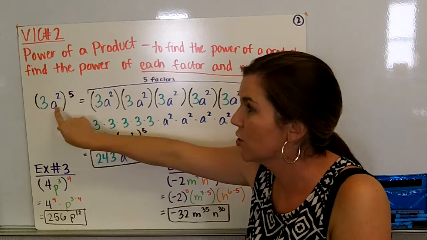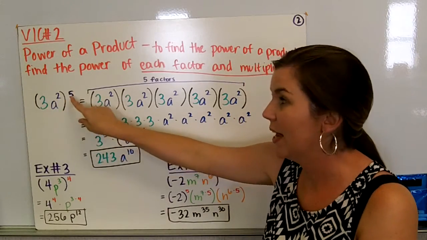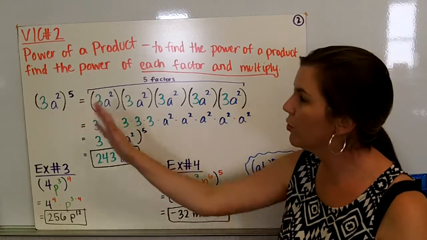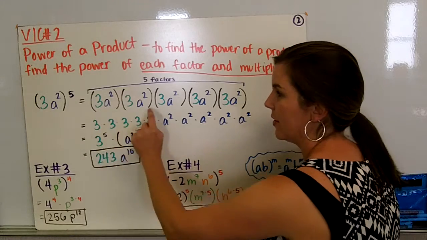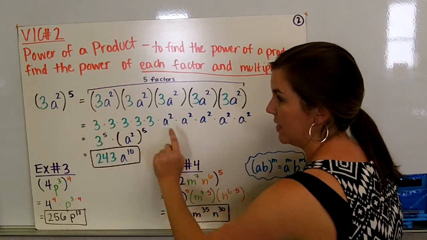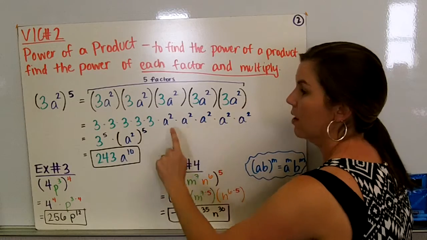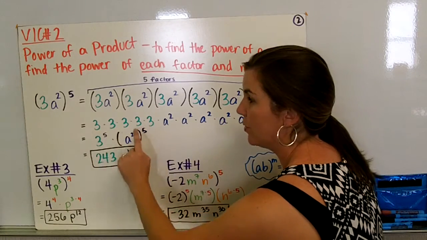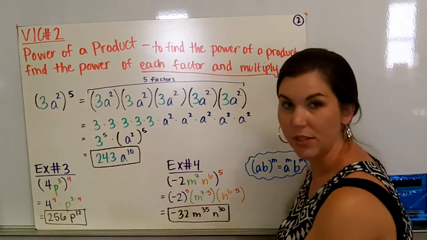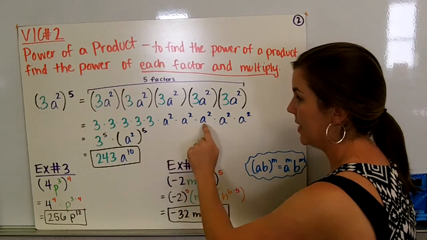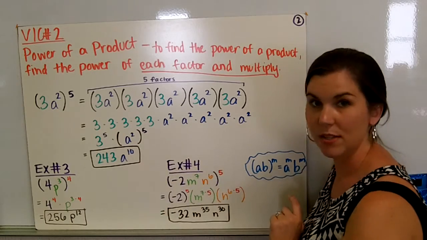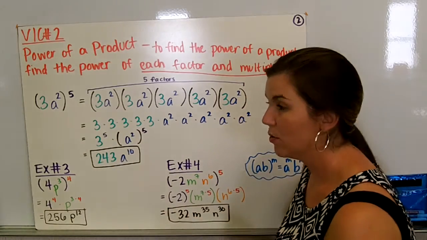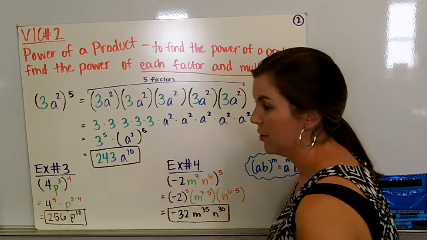So this means 3a squared 5 times, 5 factors of it. Now, you can group them all together and put the 3's together, 3, 5 times, and your a squareds, 5 times. And then you can simplify it this way. So 3, 5 times is the same thing as 3 to the 5th, and a to the 2nd, 5 times also. 3 to the 5th power, you can type this in your calculator or you can do it by hand. That's 243.